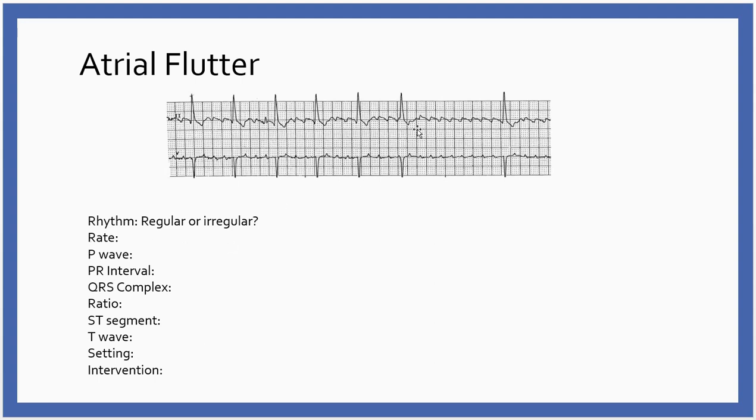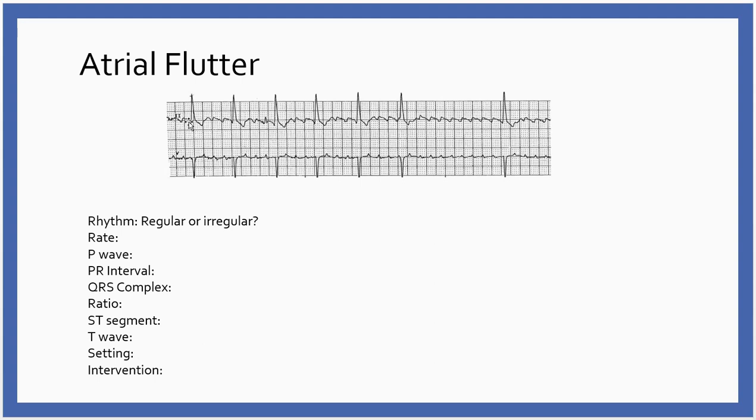P waves. I don't see P waves. I see my sawtooth flutter waves. Okay, so I can't do a PR interval. I'm going to look at my QRS complex, and remember the fluttering of the atria doesn't stop, that little atrial contraction. So when you look at the QRSs, you may notice that some of them look a tiny little bit different. These are our flutter waves. This is a flutter wave, a flutter wave, a flutter wave. The flutter waves don't stop.